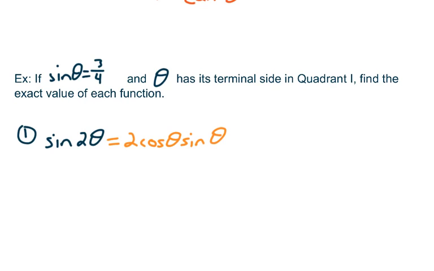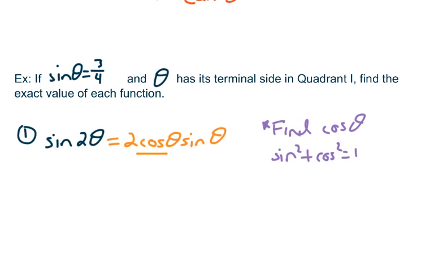We have a problem though. We don't know the cosine of theta. So what we need to do first is we need to actually find the cosine of theta. And I'll do that in purple. I'm going to just jot this off to the side. Find the cosine of theta. And what we're going to do is we're going to use that Pythagorean identity that I mentioned earlier. Sine squared plus cosine squared is equal to 1.